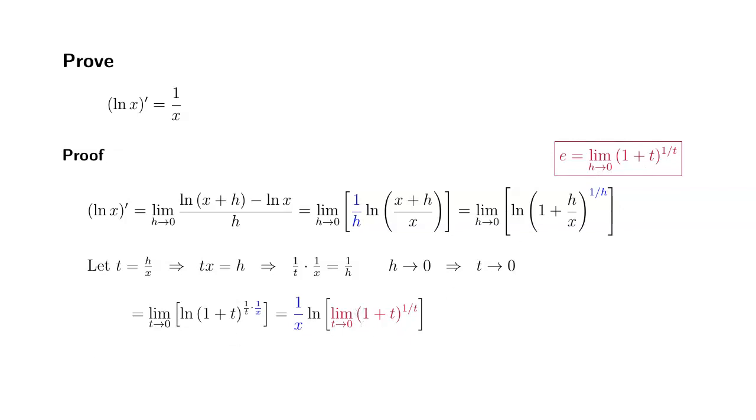By replacing this by e, we get 1 over x times natural log of e, but natural log of e is 1, so therefore we get 1 over x. So therefore, the derivative of natural log of x is 1 over x. That's it. I hope that this was clear.